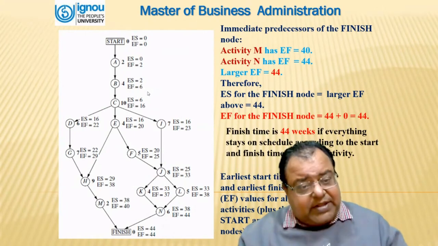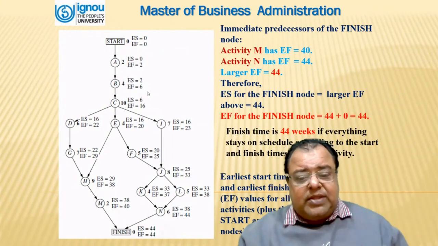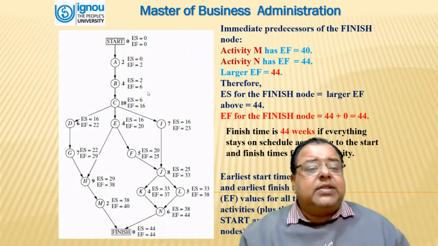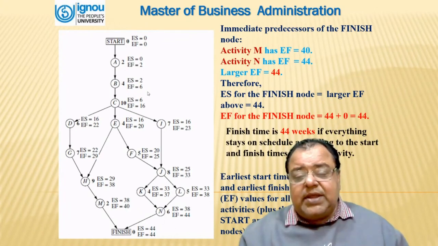That means the finish time is 44 weeks if everything stays on schedule according to the start and finish times for each activity. If we talk about the original problem that was given to us, these are the basic calculations for the time where there is no delay and everything is as planned.